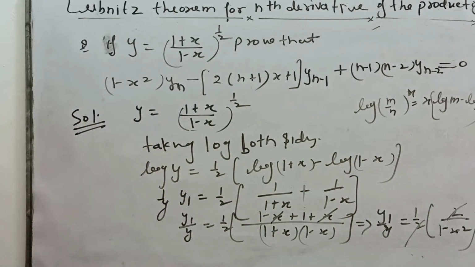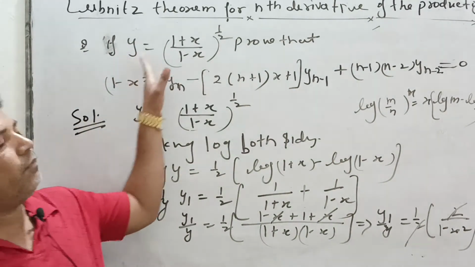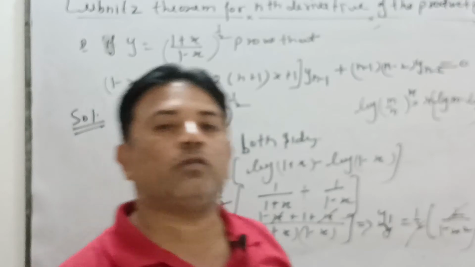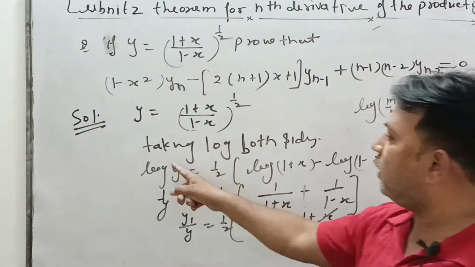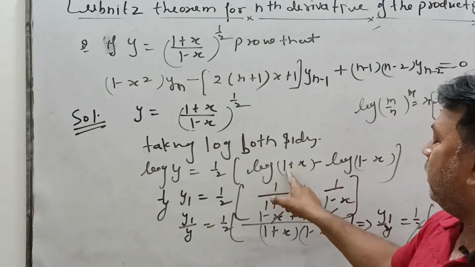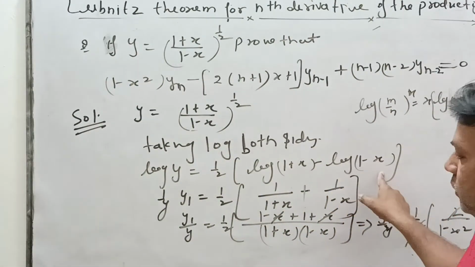If you have any doubt in these steps of the given function, we are taking the log of the given function on both sides: y equal to this, taking log, log y equals 1 upon 2 (log 1 plus x minus log 1 minus x).